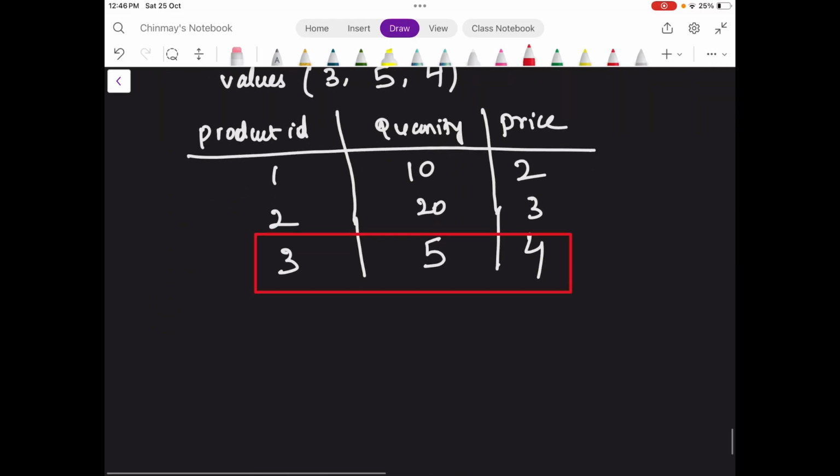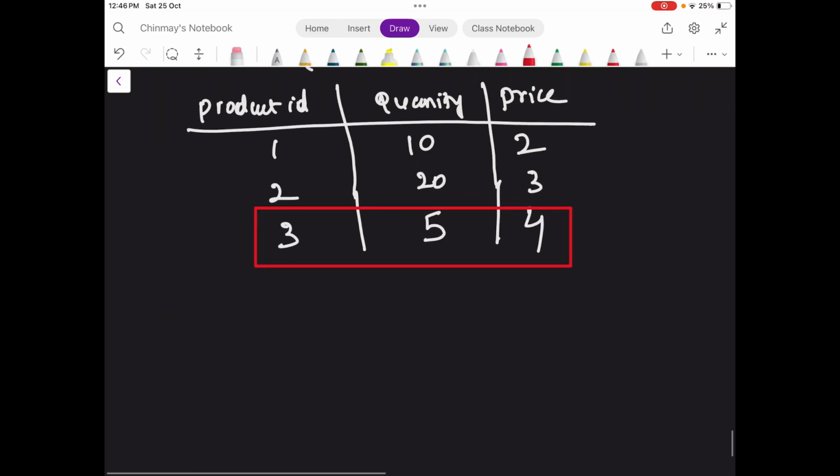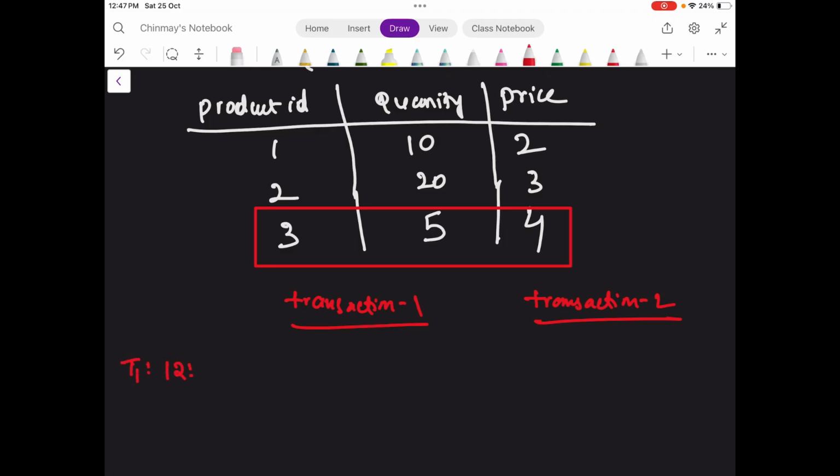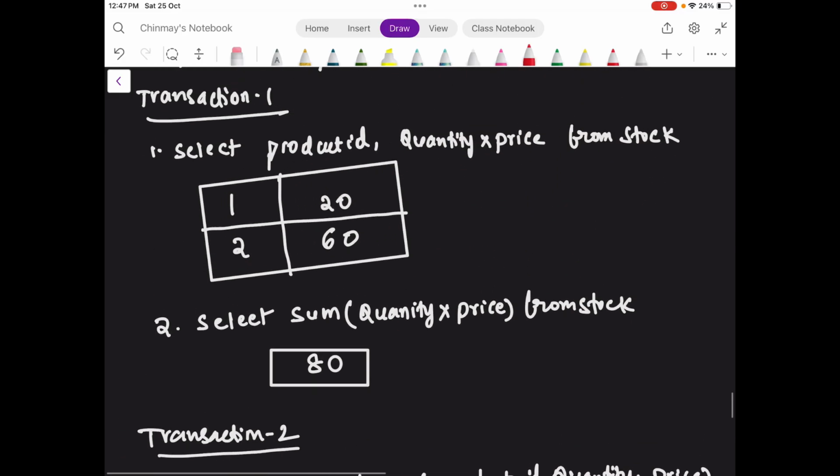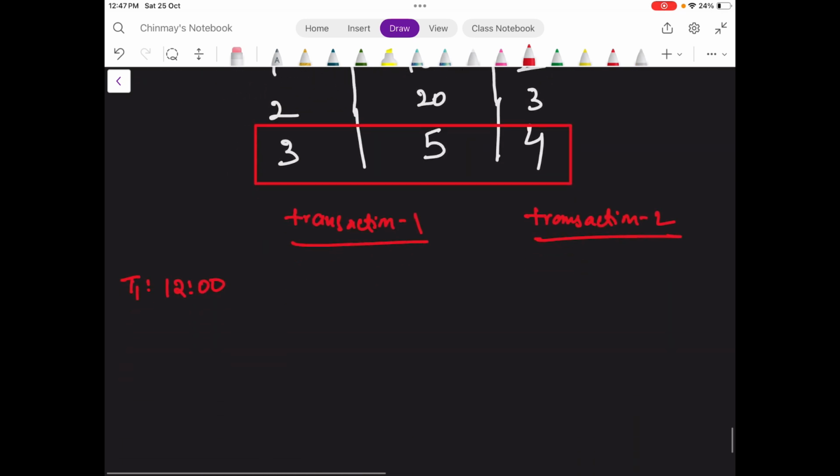Let's imagine this is transaction 1 and this is transaction 2. At time t1, at 12 o'clock, the first select statement executes, that is product ID, quantity, price from stocks. It gives us output 20 and 60.